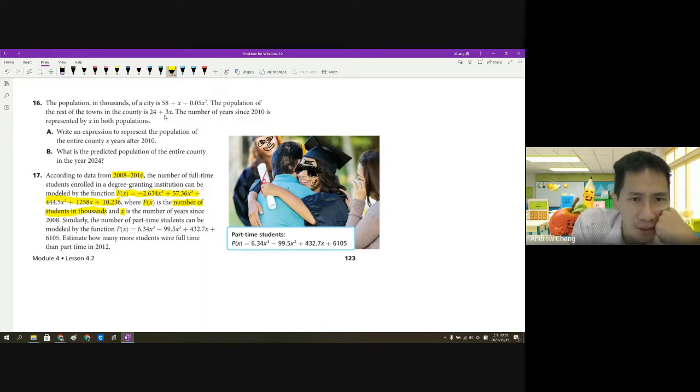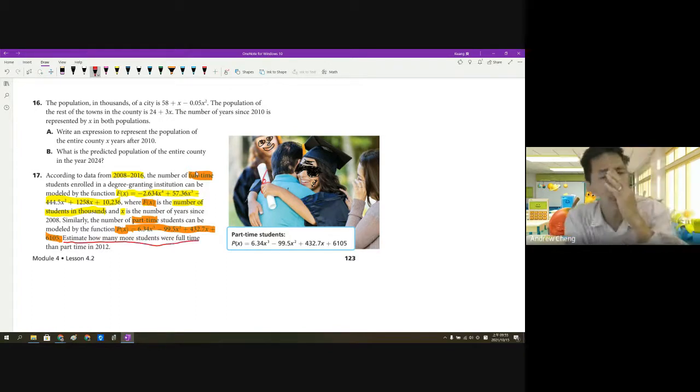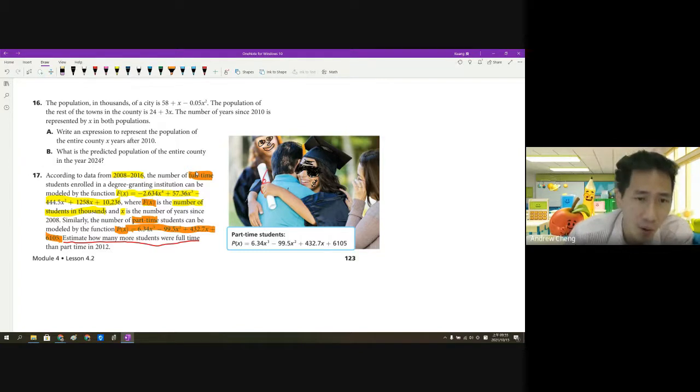This is the full-time student. There are two types of students: full-time and part-time. So we have two functions. F is full-time, P is part-time, right? So we have another function to model the number of part-time students here. Okay, read the question carefully. Estimate how many more students were full-time than part-time. How many more were full-time than part-time? That means the number of full-time is greater than the number of part-time, because it's how many more.